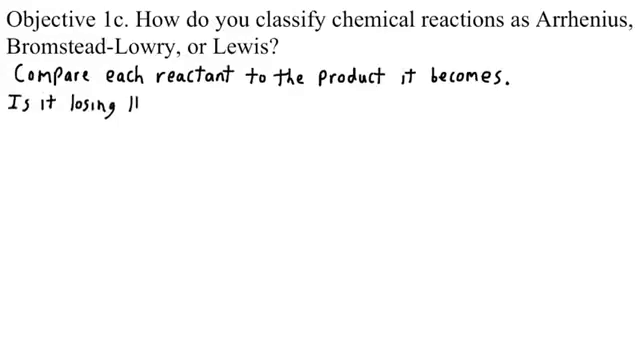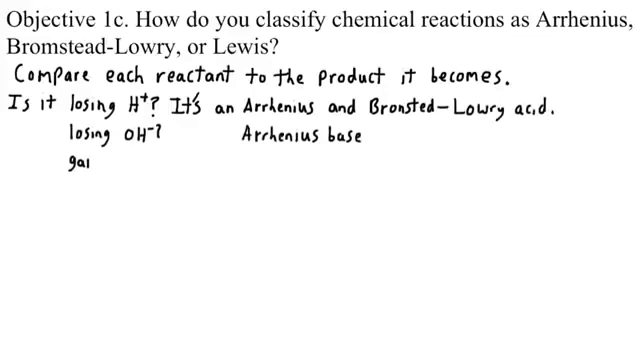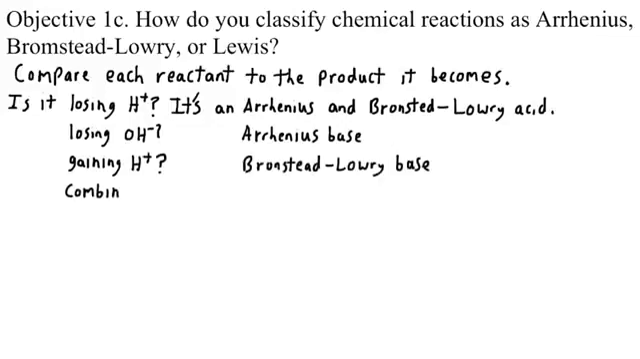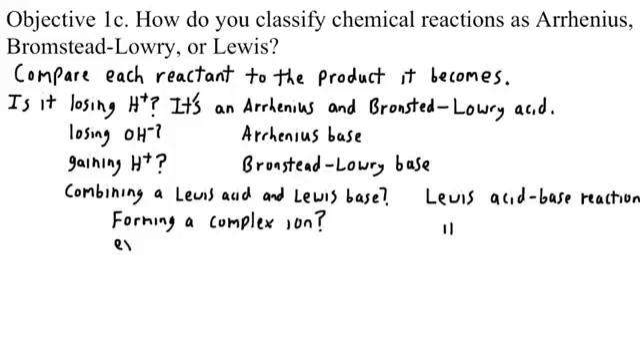If it's losing H+, that's an Arrhenius acid or Bronsted-Lowry acid. If it's losing hydroxide, that's an Arrhenius base. If it's gaining H+, that's a Bronsted-Lowry base. Okay, these are worth writing down for sure. If you're combining a Lewis acid and a Lewis base, it's a Lewis acid-base reaction. And if you're forming a complex ion, it's a Lewis acid-base reaction.